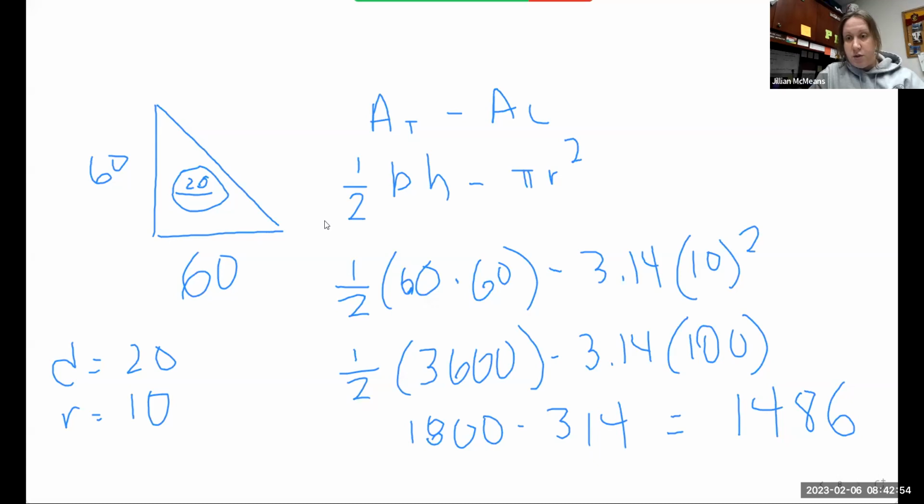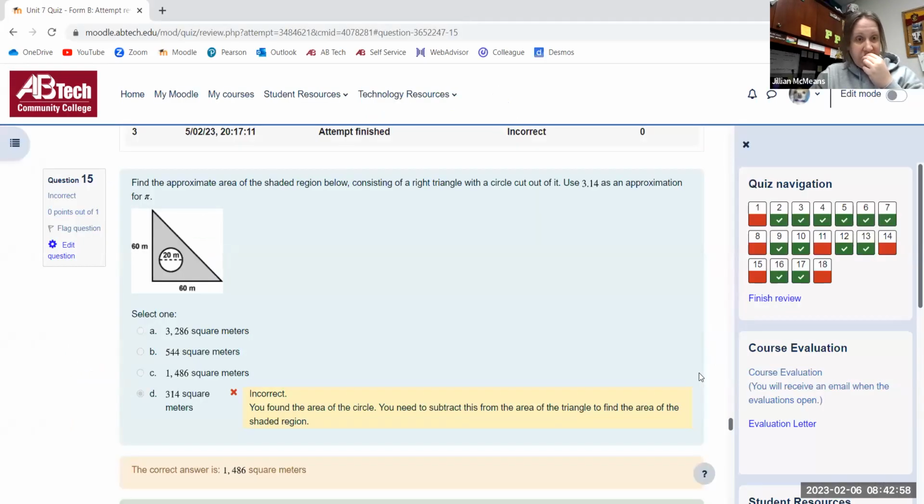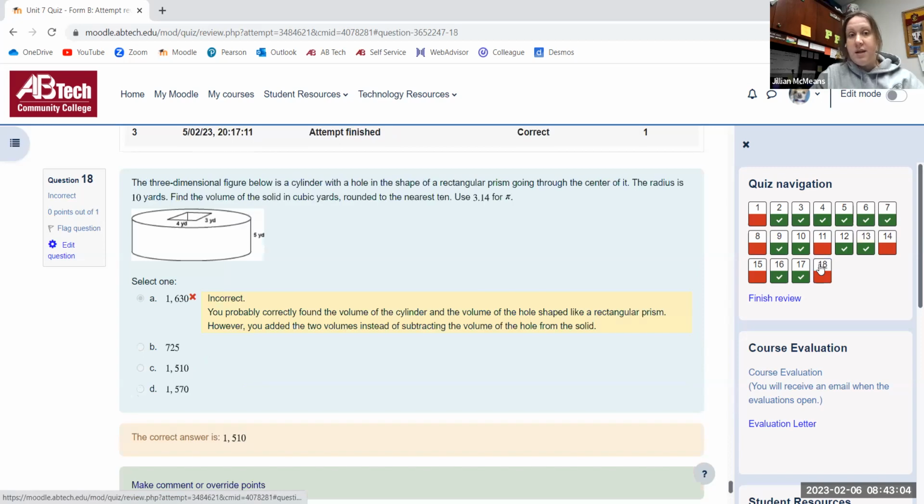If we go back to Moodle, it should have been the 1486 square meters, so you should have chosen option C. And then this is the last one, and I promise I'll let you go.